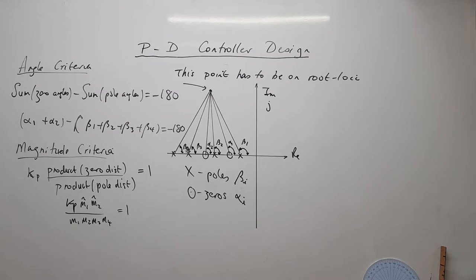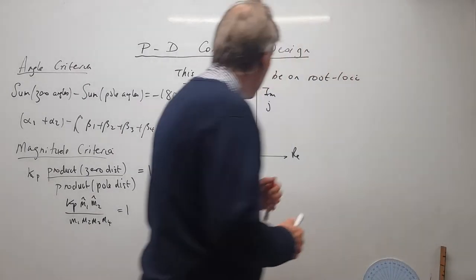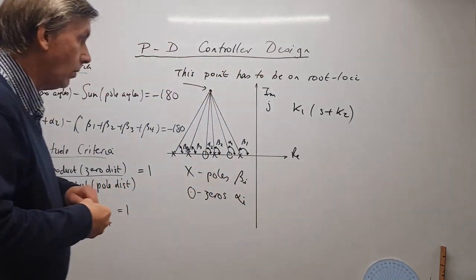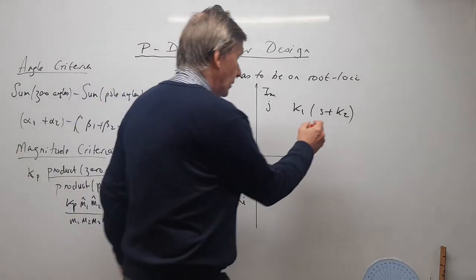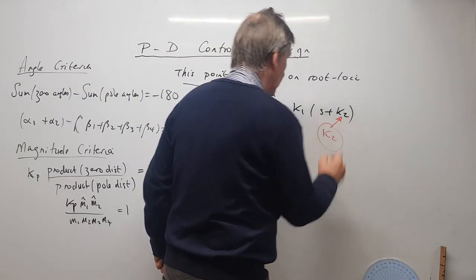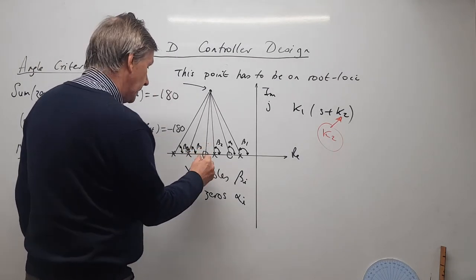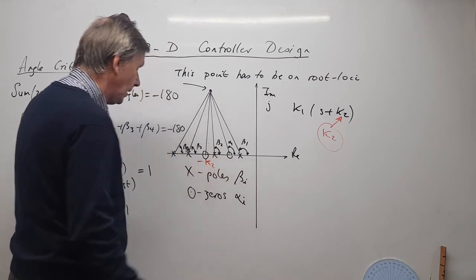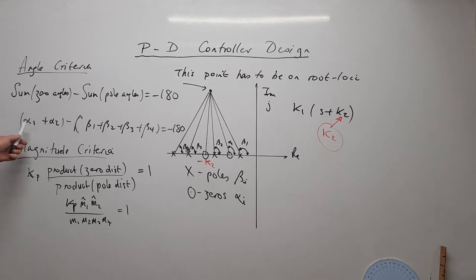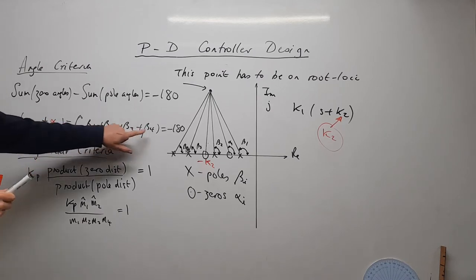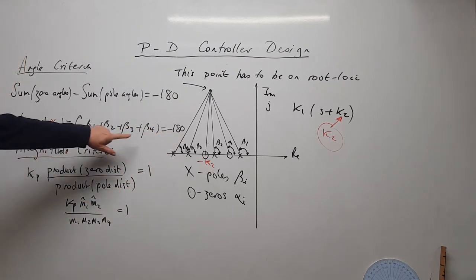But what we're going to do is a slightly different trick. We're going to be designing a PD controller of the form K1 s plus K2. So what we're going to be doing is designing a zero, really. The first thing we need to know is what K2 is, and K2 will be a zero. So if we imagine that this zero is at minus K2, but we don't know necessarily what K2 is. If we took this equation, since we know this point's on the root loci, we would know what alpha 1 was. We wouldn't know what alpha 2 was, so alpha 2 would be unknown. But we'd know what beta 1, beta 2, beta 3, beta 4 were, and we'd know that the total is minus 180. So this equation you could solve for alpha 2.